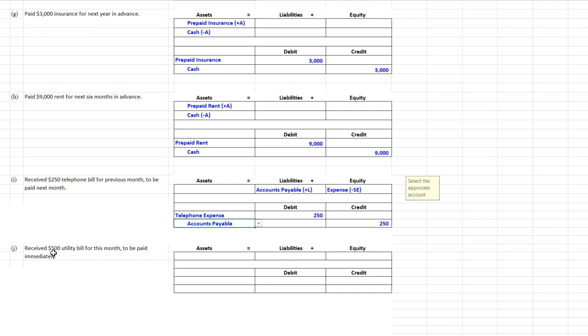In J, we received a $500 utility bill for this month, and we're paying it immediately. So we've already incurred the cost, and the utilities have been used to generate current revenues. So we're going to have an expense, and we're paying it immediately. So we will have a decrease in cash. So cash goes down, assets go down, equity goes down, our balance sheet will stay in balance, and we're going to record utility expense in the amount of $500, and we're going to record a decrease in assets with a credit to cash for $500.